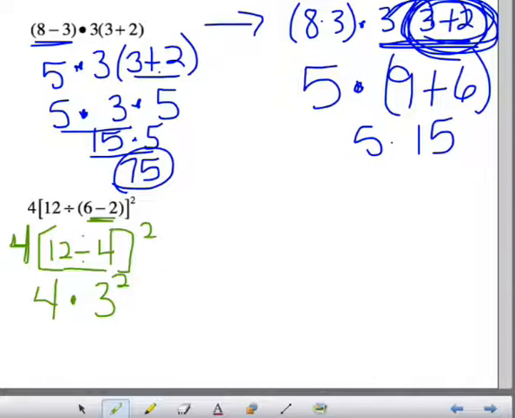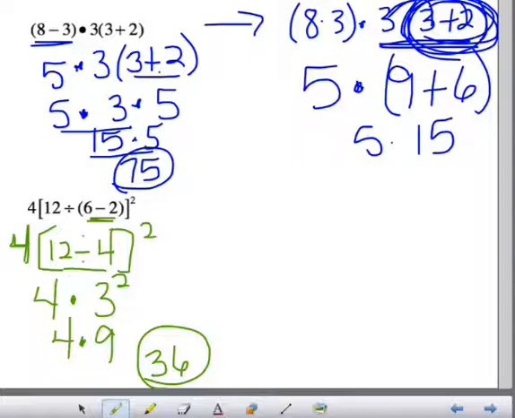Now I did parentheses. What comes next? Exponents. So that's not like 12. You can't go 4 times 3 is 12, and 12 to the second power. That's not correct. You're doing multiplication before exponents if you do that. I have to do my exponents first. So 3 to the second power is 9, and 4 times 9 is 36. So that one worked all the way out, step by step, is going to give me 36.